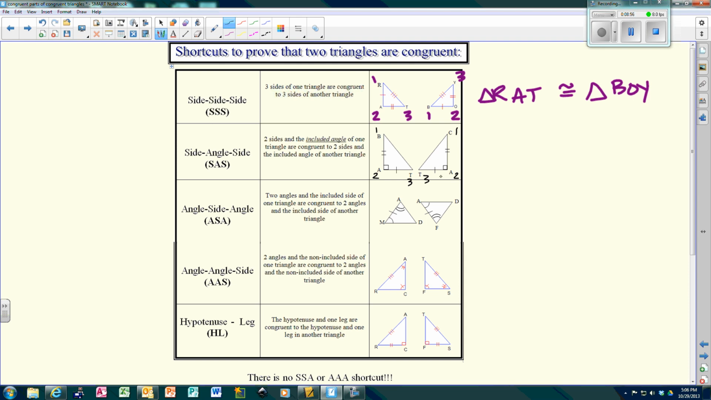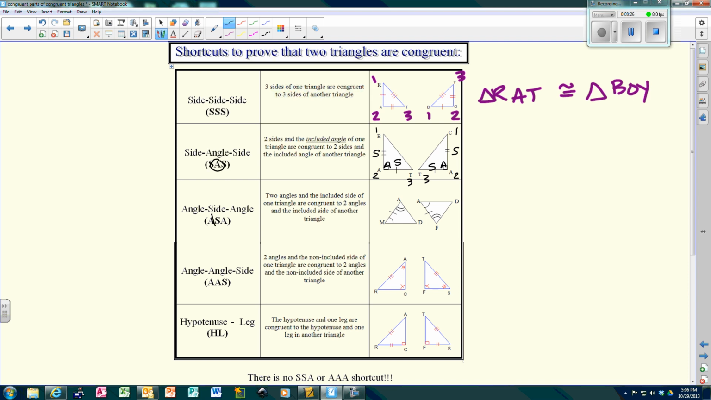Now, this one is called side, angle, side. See how they give me a side, and then there's this angle that's in between? See how the A is in between the S's? The angle is in between the sides. So this one is side, angle, side. The next one is called angle, side, angle.